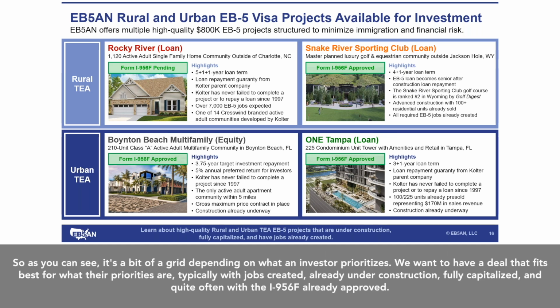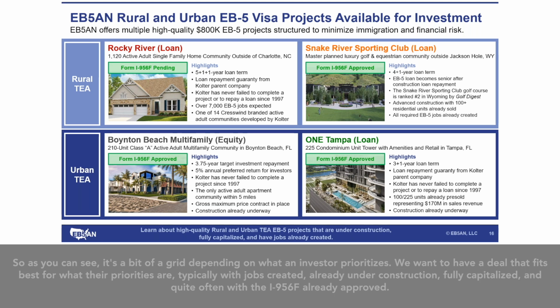So as you can see, it's a bit of a grid depending on what an investor prioritizes. We want to have a deal that fits best for what their priorities are, typically with jobs created, already under construction, fully capitalized, and quite often with the I-956F already approved.